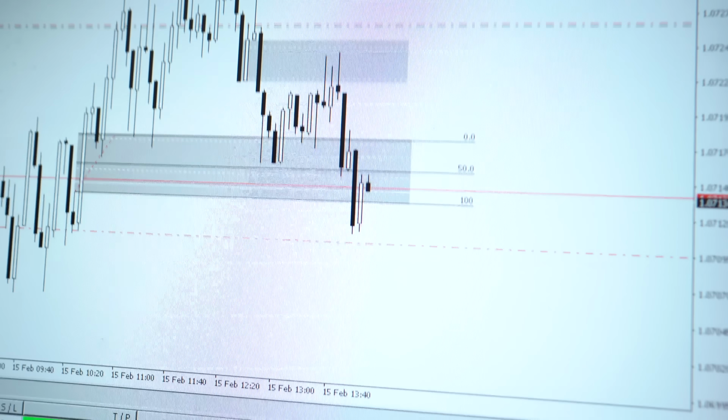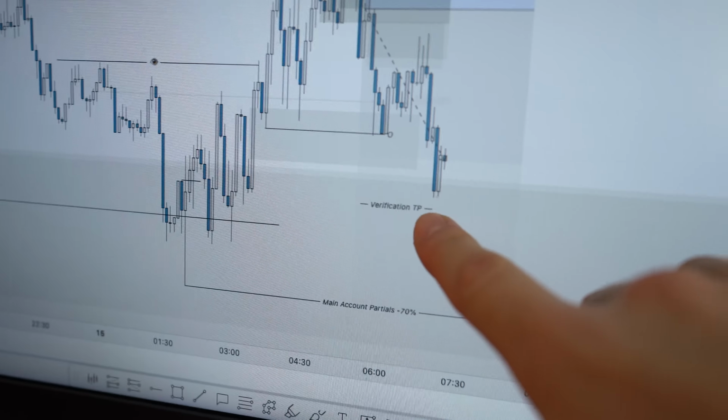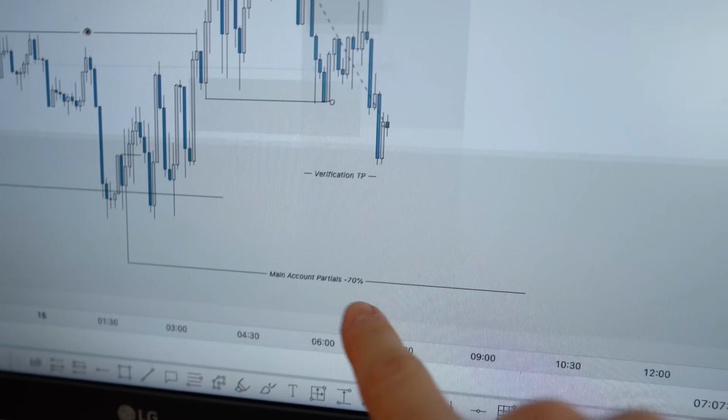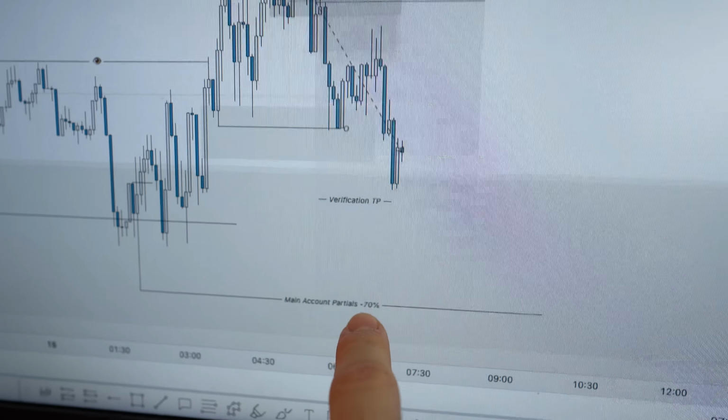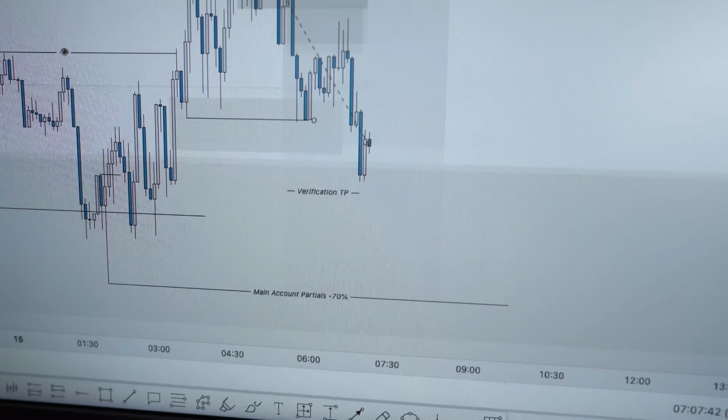So this is the TP for the challenge. It's not the same as I have on my personal account. On my personal account, I want to take the most amount of partials at the low, which I can show you on the charts. This is the challenge take profit, and this is where I'm going to take 70% of the partials on my main account.